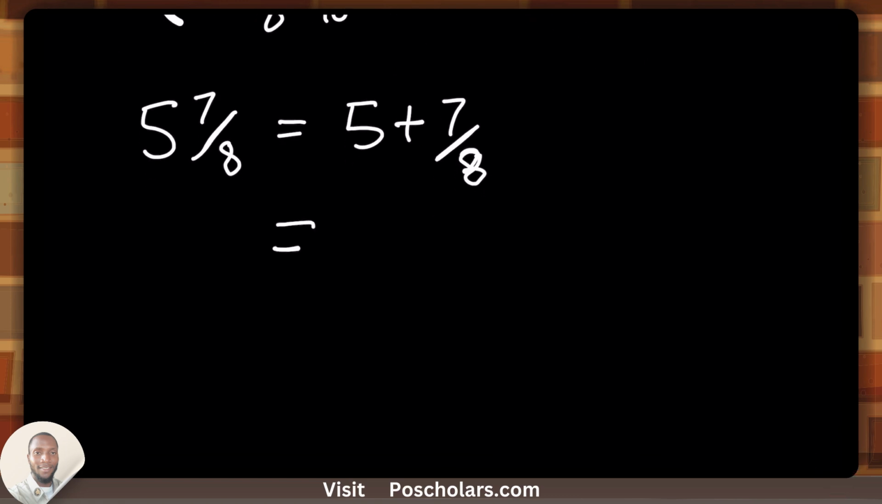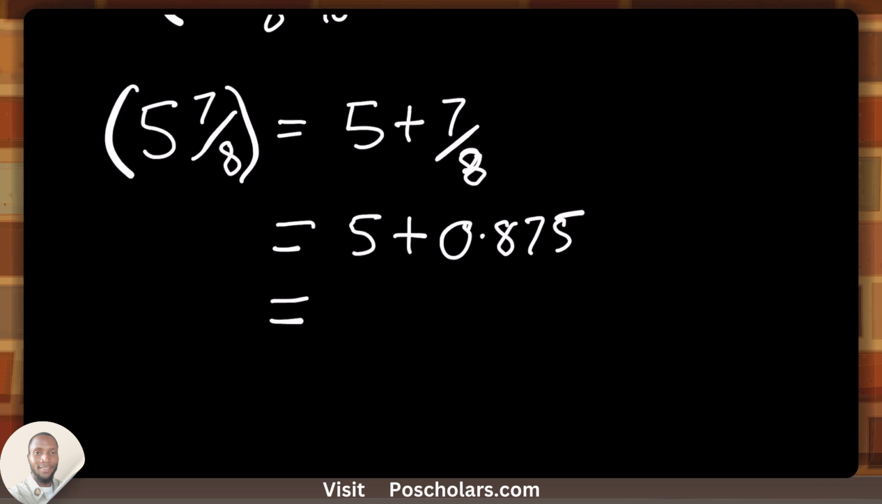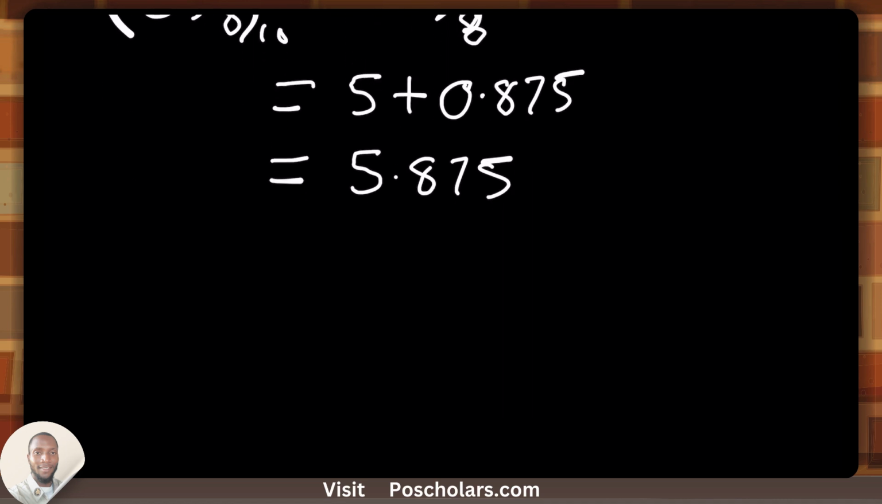So if you solve this, you have 5 plus 7 over 8, which is still the same thing as 0.875. So that when you add it together, you now have what? This is in base 10, please. When you add it together, you now have 5.875. So this is what we want to convert to base 2, right? So before we do this, what do we do? We split it into what? The whole part and the decimal part, right?